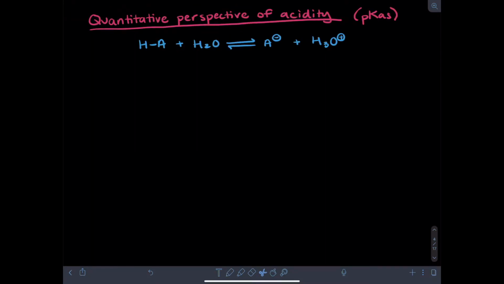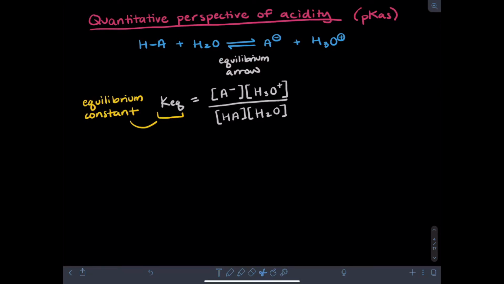I want to discuss pKa's, which is what we're going to use for quantifying acidity. Let's consider a general acid, HA, reacting with water. HA loses a proton to form A-, and water can gain a proton to form H3O+. I showed this on the previous page where A was Cl. I'm using what's known as an equilibrium arrow to show the fact that this reaction can be going back and forth between reactants and products.